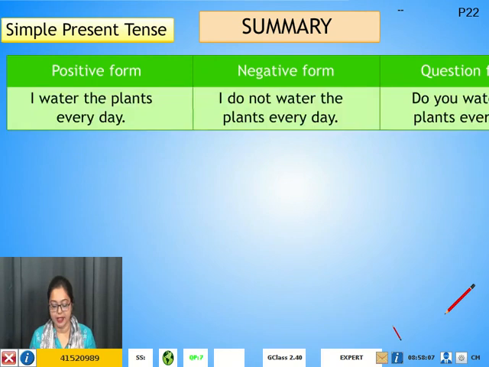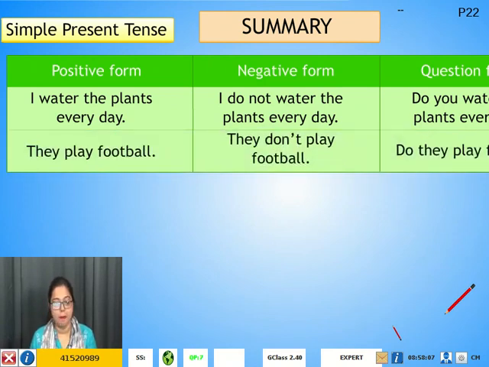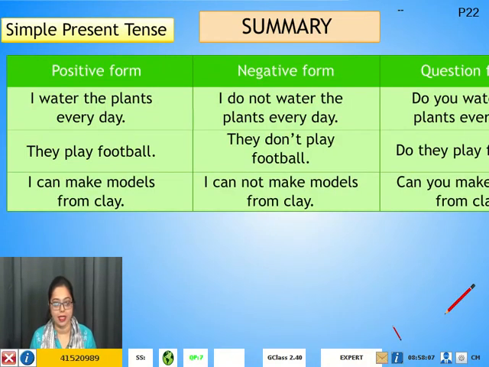So, positive and negative sentences. I water the plants every day. Negative sentence, I do not water the plants every day. Do you water the plants every day? So these are the three things which we have already discussed: positive, negative and question form sentences. Then, they play football. Another example, they play football. They don't play football. Do they play football? So these are the three things which we have already discussed with examples.